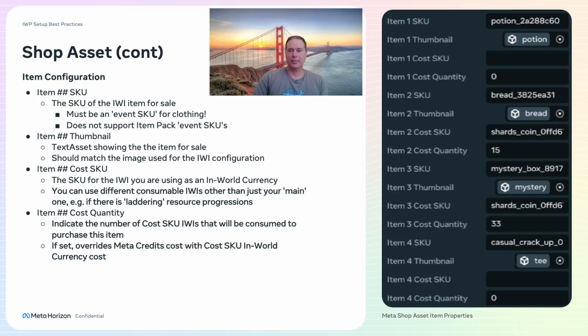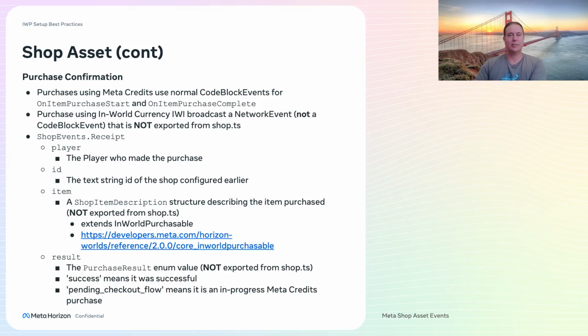So, examples of these. It is possible to override the... I believe that with this one, you can use your own in-world currency for an item, even if it has a meta credit cost. You can just ignore that and use your own currency with this one, which is slightly different than what you can do with the shop gizmo. So, anyway, configuration, purchase confirmation.